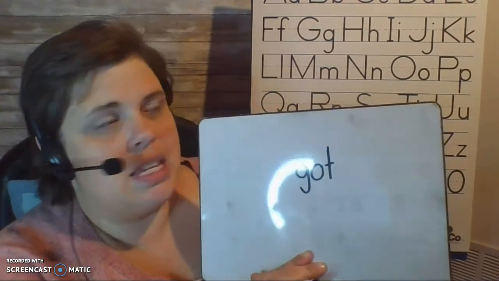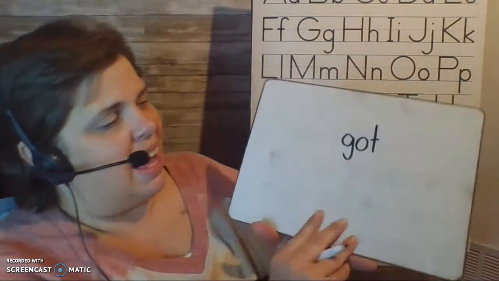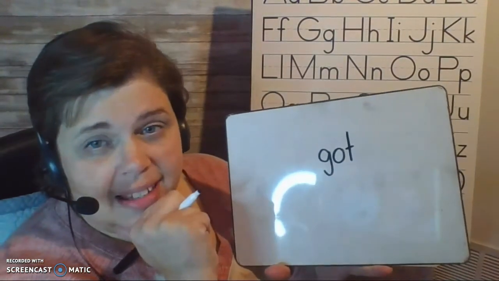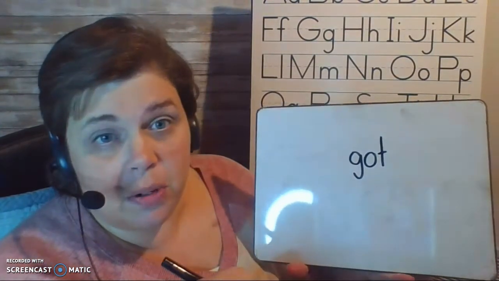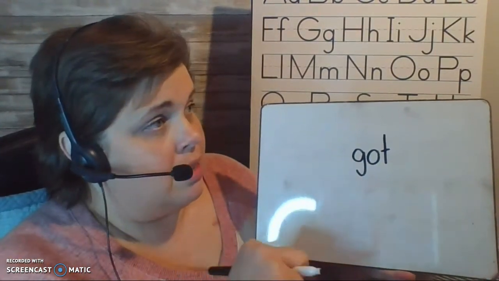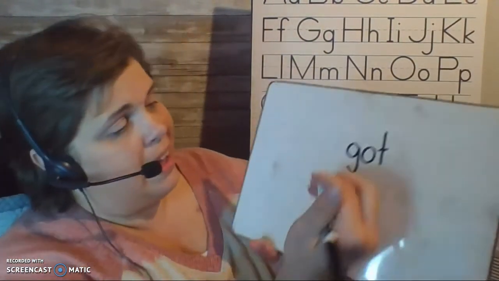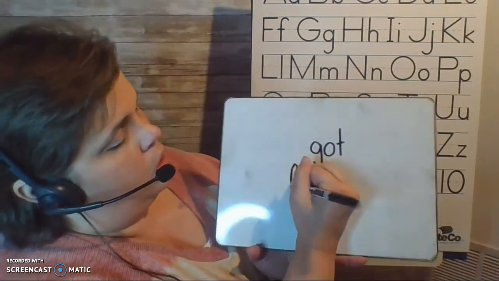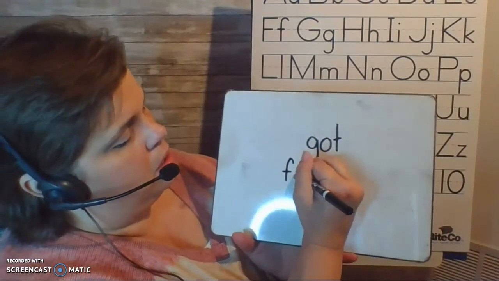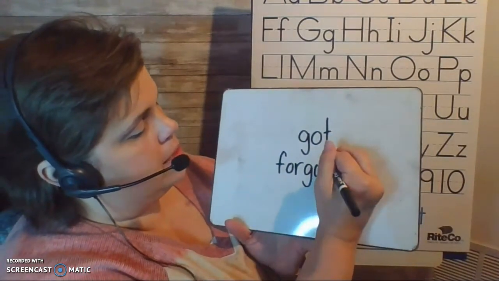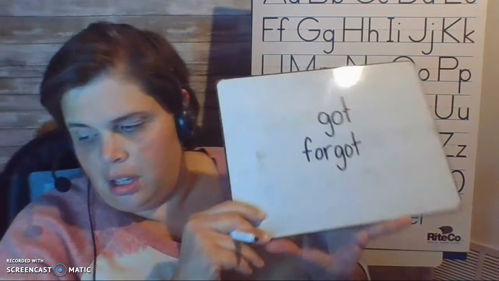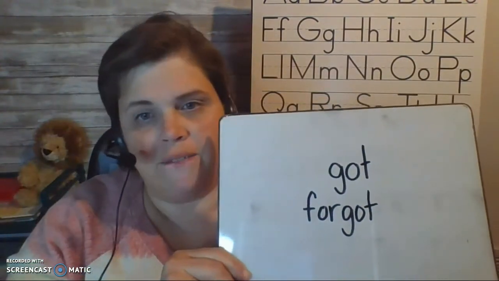But what if I wanted to make an even bigger word? Can I use got to help me write forgot? Like, I forgot my slippers. I forgot to put the trash out. Forgot. Yeah. We can use for, which is a snap word, and we can use got, which is a snap word, to make the word forgot.